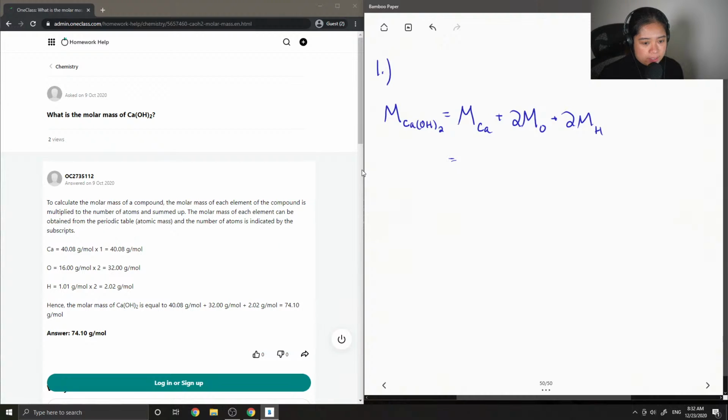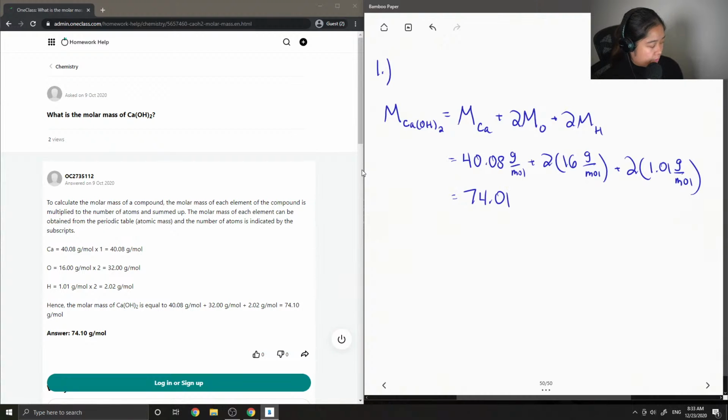Okay, so the molar mass of calcium is 40.08 grams per mole. And the molar mass of oxygen is around 16 grams per mole. And the molar mass of hydrogen is around 1.01. Okay, so if we were to add all these values up, we get a total molar mass of 74.01 grams per mole.